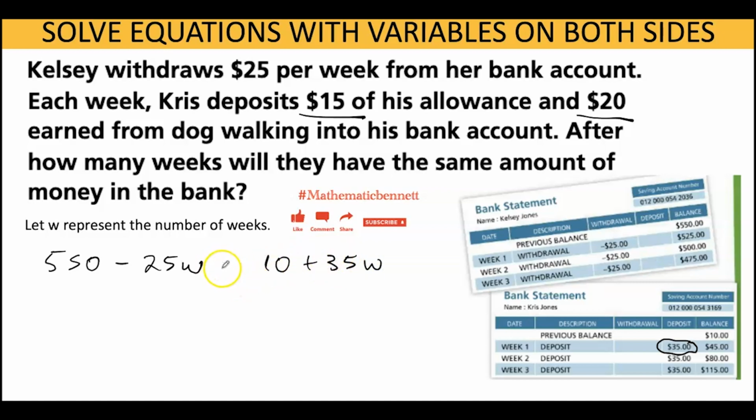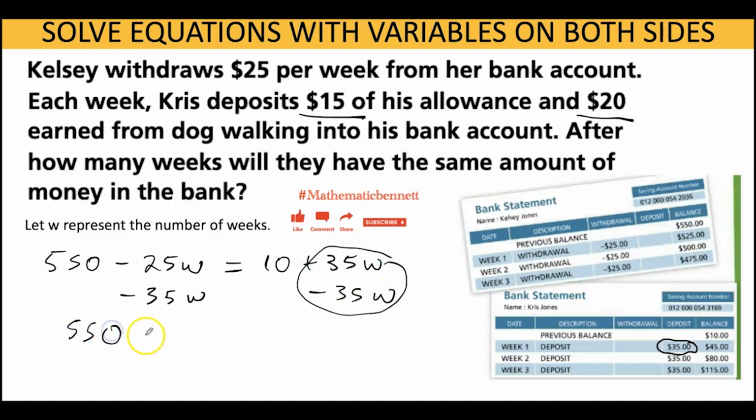All right, since we want to find how many weeks they will have the same amount, both expressions would be equal. So from there, we can proceed. Let me get all the variables to the left. I like to get them to the left, so let me subtract 35W from the right side. We have to do the same thing on the left side to keep it balanced. So we have a zero pair right here. So 550 minus 60W would be equal to 10.